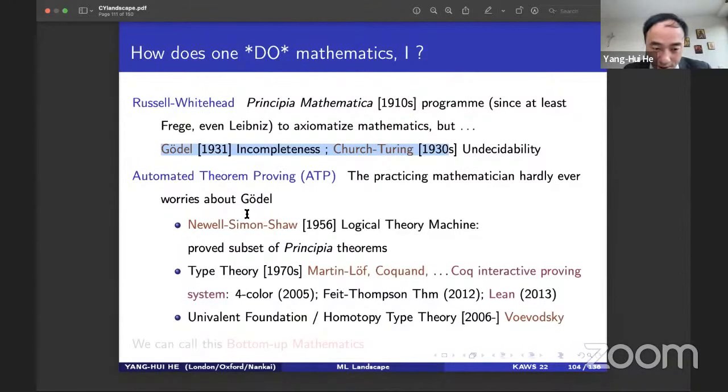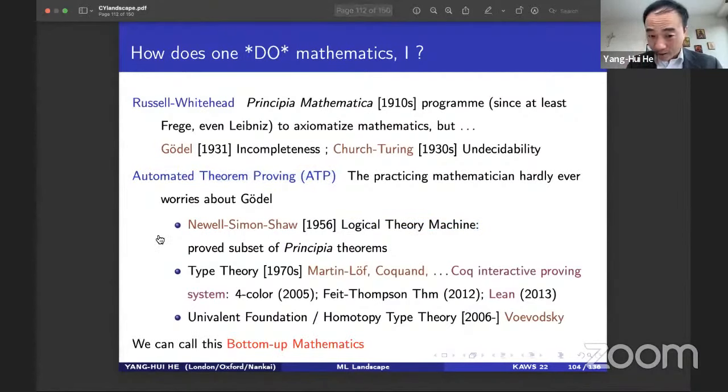So just to give you a few highlights of this, even in 1956, these guys used a very early version of the computer, called the Turing machine, to actually prove certain subsets of Principia Mathematica. So that's pretty good. And that went on, sort of culminating in Voevodsky's work in the last couple of years, trying to write down all of the sentences of mathematics, right? And this program is called the ATP program.